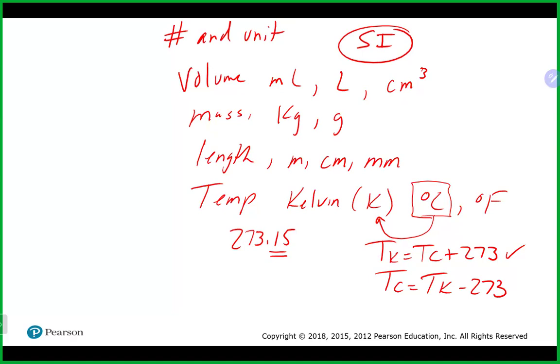Remember that anytime you take a measurement, there is always going to be some degree of uncertainty. There's always going to be some degree of estimation, guessing if you will, in your measurement.